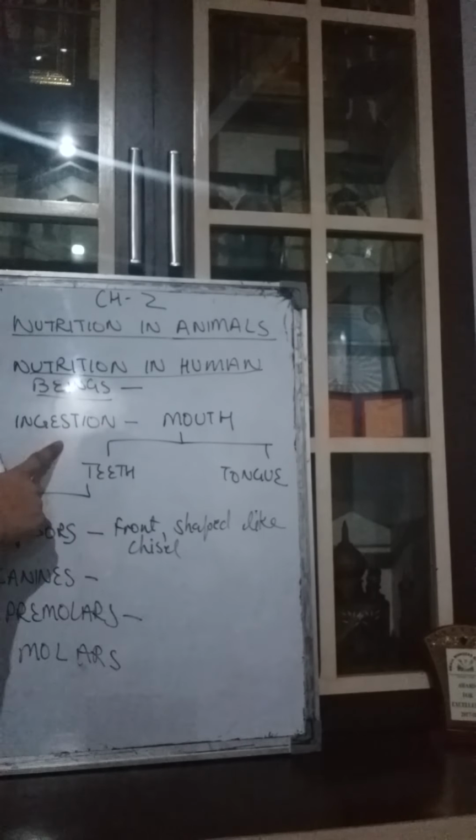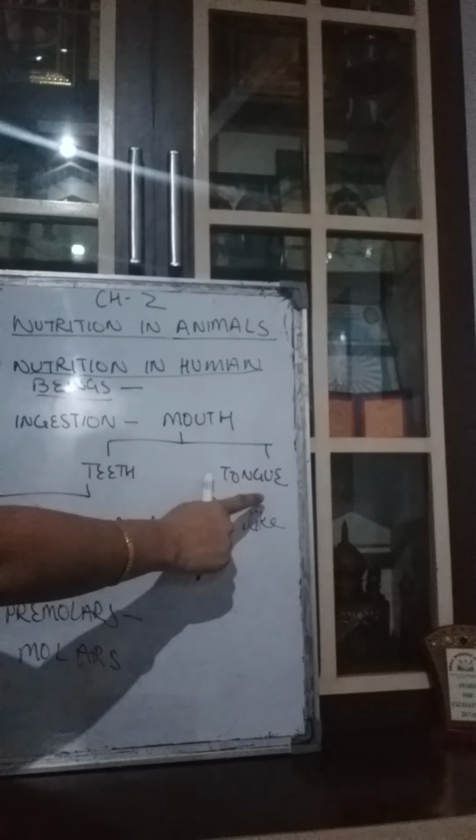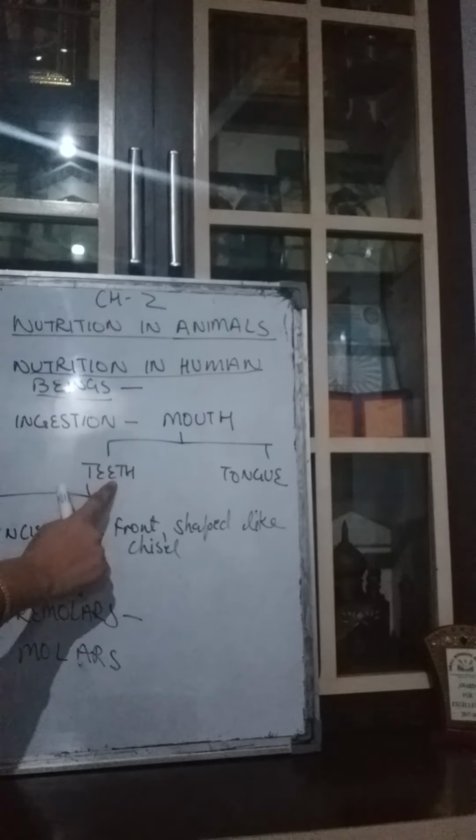The first step was ingestion, that is taking in the food through the mouth. Now the mouth has teeth and it has a tongue also. What do teeth do? Teeth help in chewing the food, and from chewing it gets converted into a simpler form that can be digested easily. So that is called the mechanical breakdown. There are no enzymes being used by the teeth, so it is only the mechanical breakdown, not the chemical breakdown of the food.